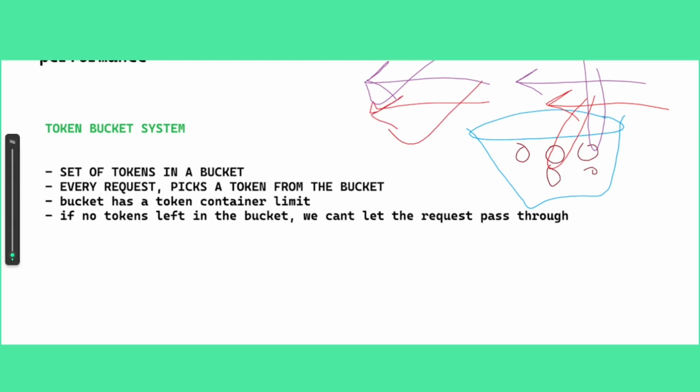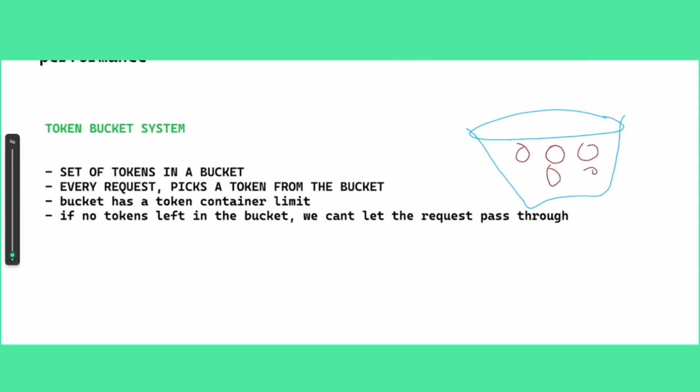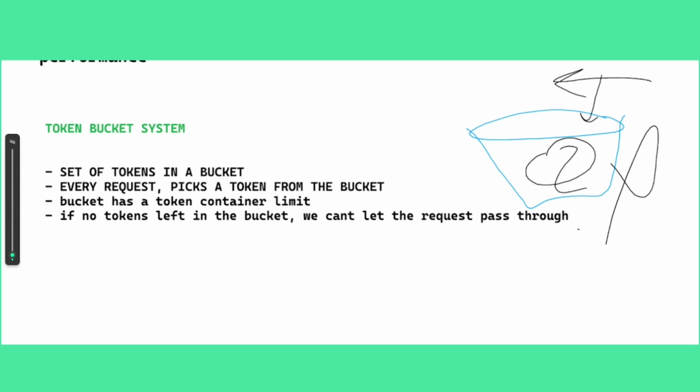Similarly, I'll just strike everything. Once everything is done, let me remove everything. Let's say we don't have any tokens left, and a new request comes. It will check whether there are any tokens or not. Nope, there are no tokens. Then it will not be processed. It will just be blocked right here itself.